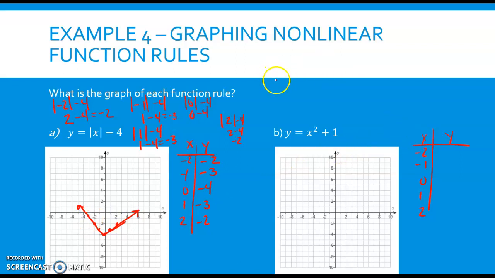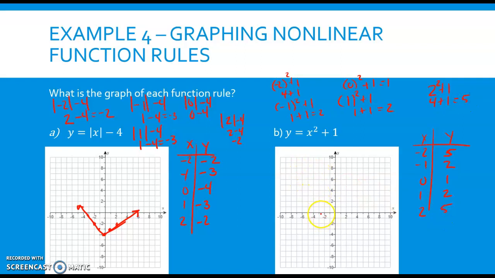And then I'm going to do the same thing over here, and I'm going to do negative 2 squared plus 1. So I end up with 4 plus 1, which is 5. And I'm going to do negative 1 squared plus 1. And negative 1 squared is 1 plus 1, so we got 1 plus 1, which is 2. And then we're going to do 0 squared, which is 0, plus 1 is 1. Then we do 1 squared plus 1, which equals 2. And 2 squared plus 1 is 4 plus 1, which is 5.